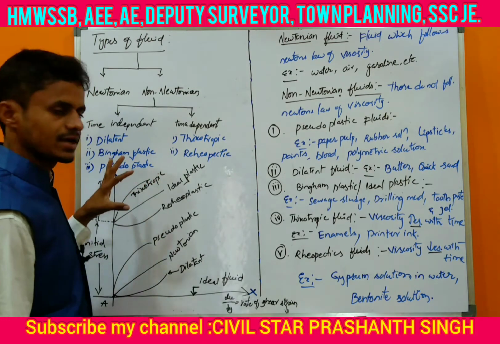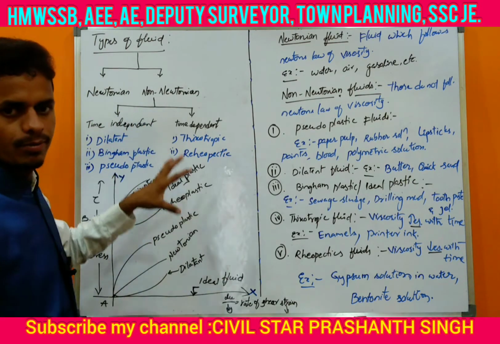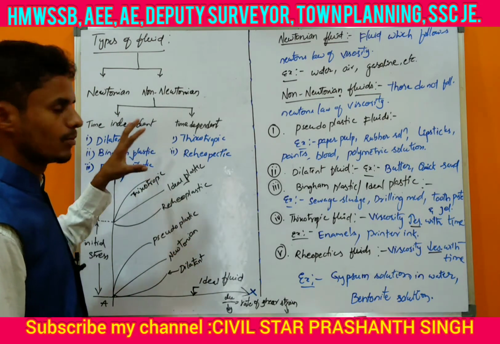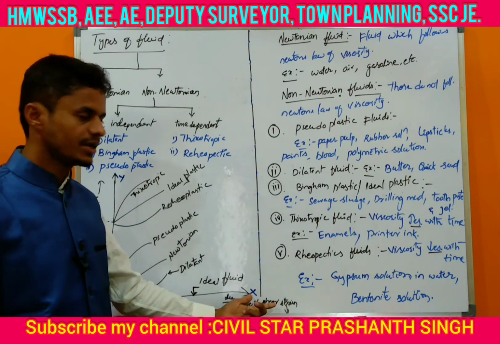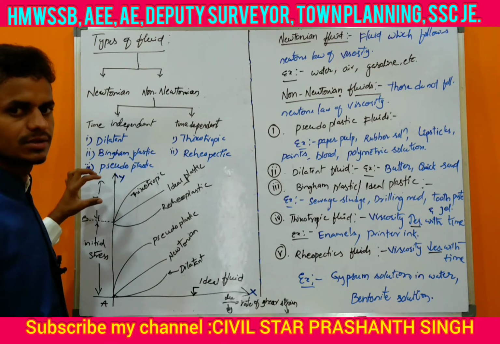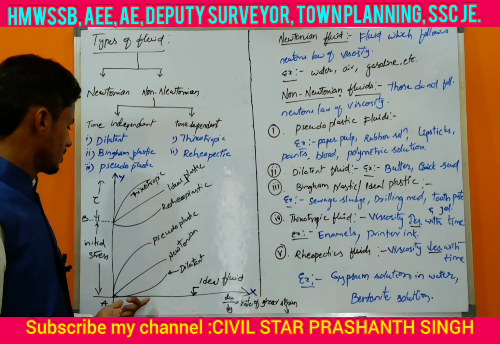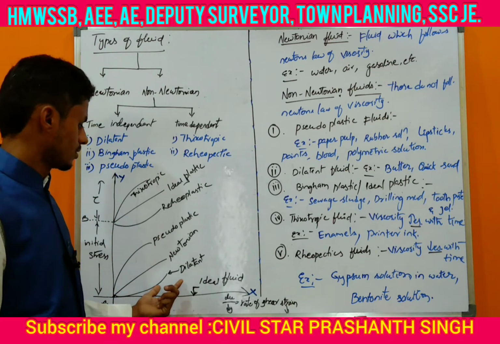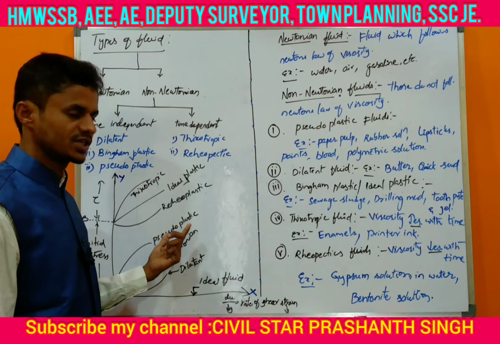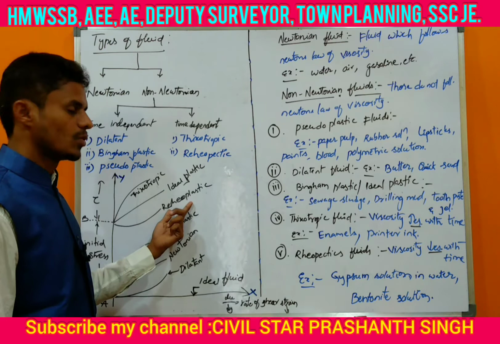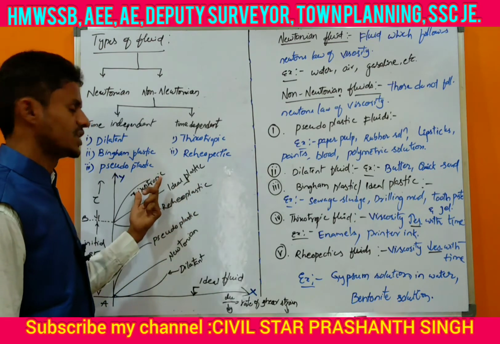So this is a graph for the different types of fluids. You can see that the x-axis is rate of shear strain and the y-axis is shear stress. Here we can see the curves. This is dilatant, this is Newtonian and this is pseudoplastic. Next one is rugoplastic, ideal plastic and thixotropic.